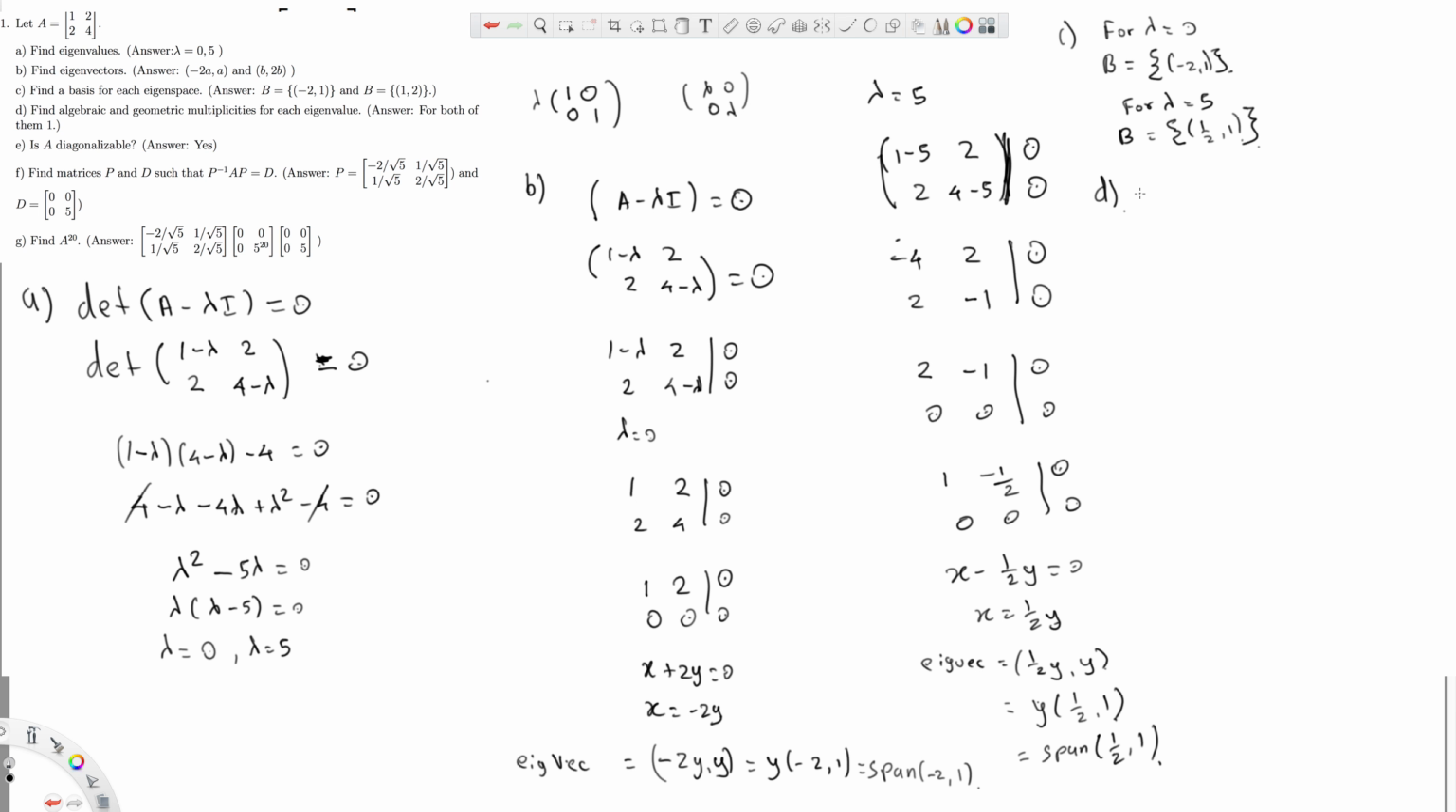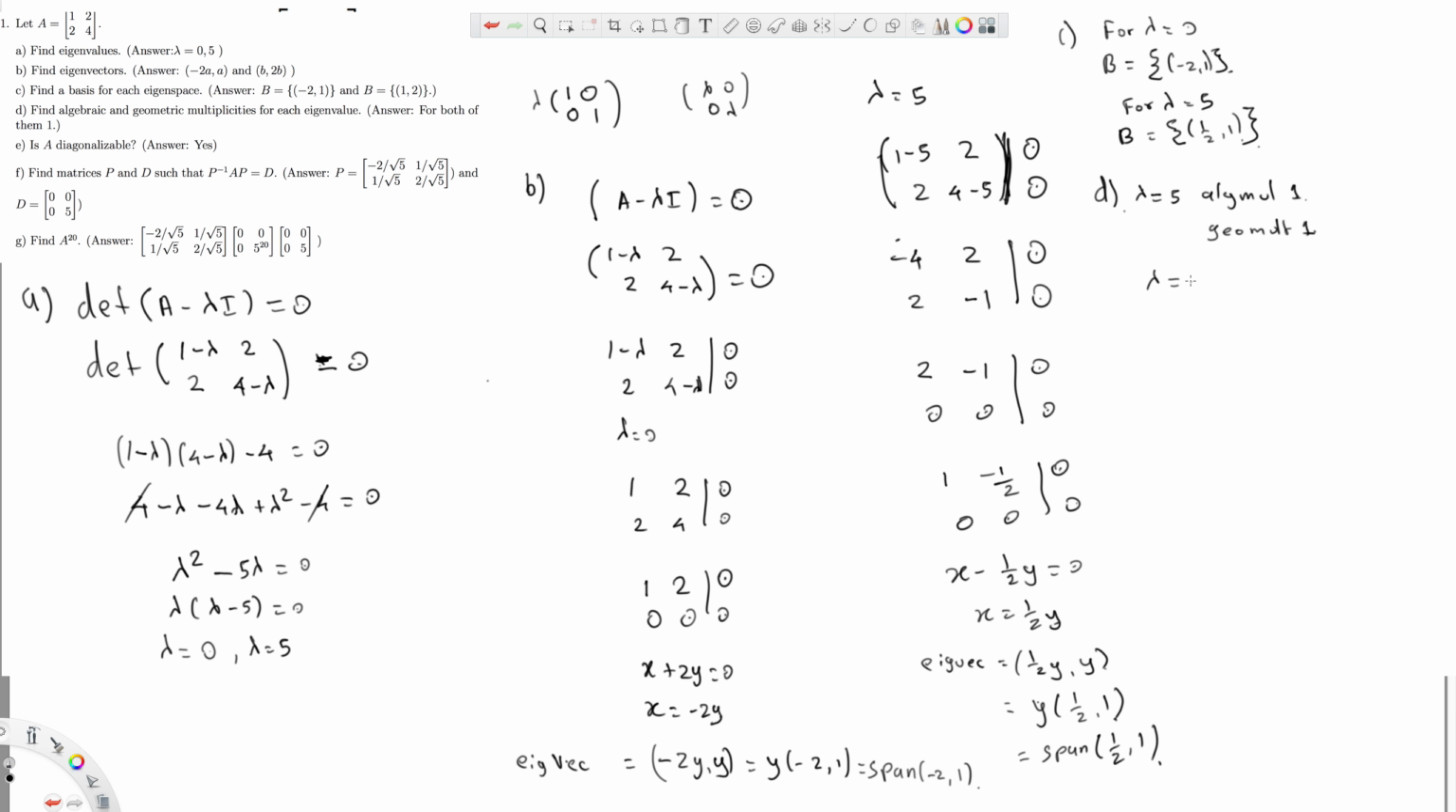So we can say, for each eigenvalue, lambda equal to 5, the algebraic multiplicity is 1. And geometric multiplicity is basically the number of free variables. In this case, for lambda equal to 5, we only have one free variable, therefore that's also 1. So geometric multiplicity is also equal to 1.